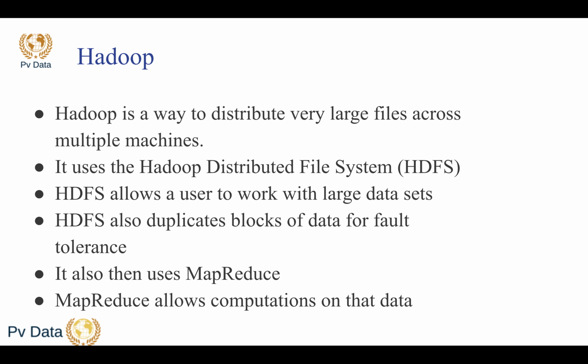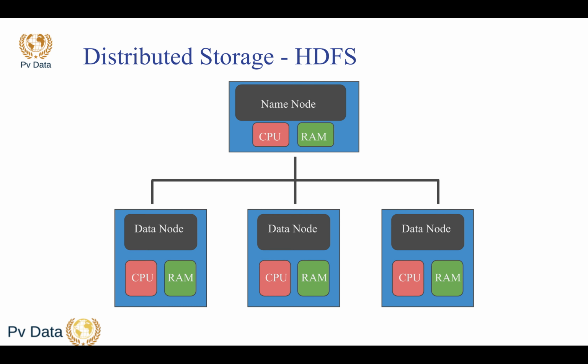Hadoop distributes very large files across multiple machines. It uses the Hadoop Distributed File System, which is similar to a Unix distributed file system. HDFS is nothing but a file system in which multiple data nodes are connected through the master node. HDFS allows users to work on large data sets. HDFS also duplicates blocks of data for fault tolerance. It then uses MapReduce for its computation process. For storage purposes it uses HDFS. MapReduce allows computations on the data.